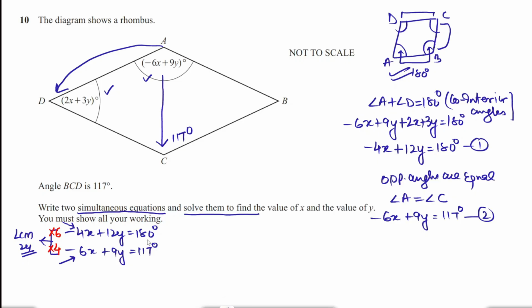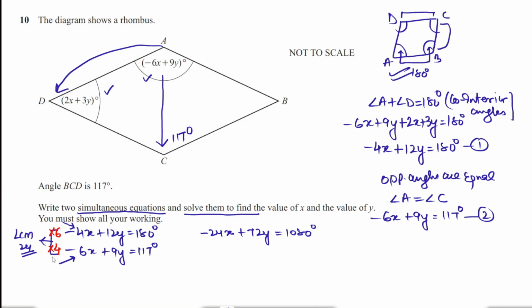So what we're going to have here, 6 4s are 24, 6 12s are 72, and 6 into 180, that is going to be 1080 degree.